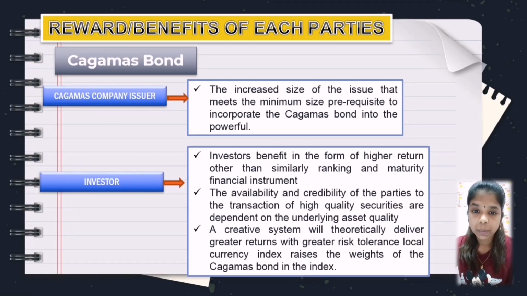Good day everyone, my name is Gomati, daughter of Muniadi. My matric number is 255373. Now I would like to present the reward or benefit of each party.